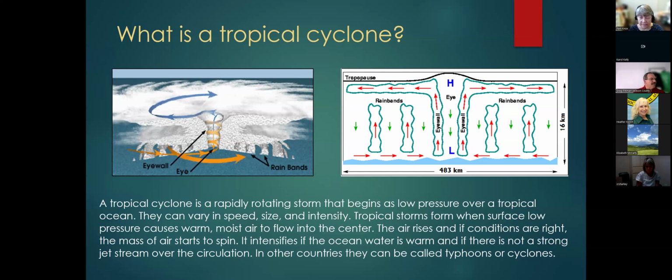So tropical cyclones occur almost all over the world, and we'll talk about this a little bit more when we talk about the climatology of tropical cyclones. But they do vary in speed, size, and intensity. And they have some other names in other parts of the world. They can be called typhoons if they're in the Western Pacific. They can be called cyclones if they're in the Indian Ocean near India. But in the area around the northern hemisphere, we usually call them tropical storms and hurricanes.